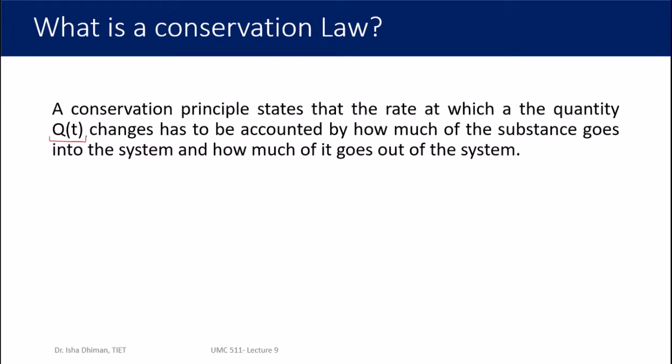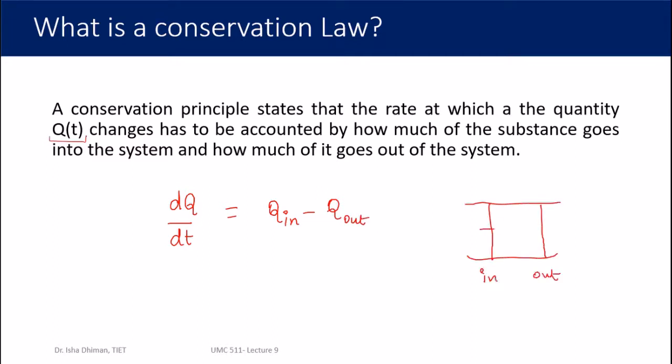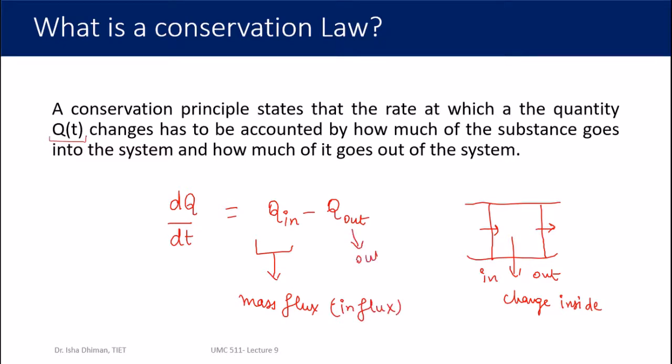Suppose you have a closed system, and you want to see the rate of change dq by dt. So it's q in minus q out. You have a closed system here. This is in, this is out. So the change happening inside is definitely the difference of the mass flux going in, which is called influx, and the mass flux going out, which is known as outflux.